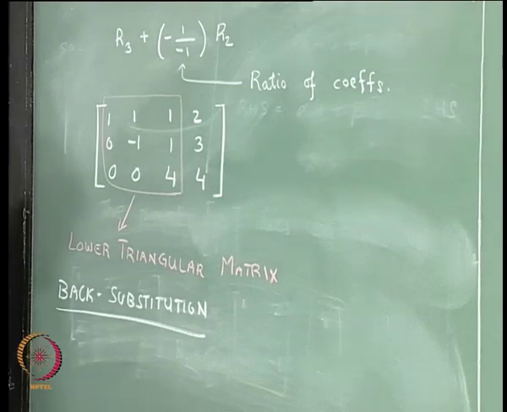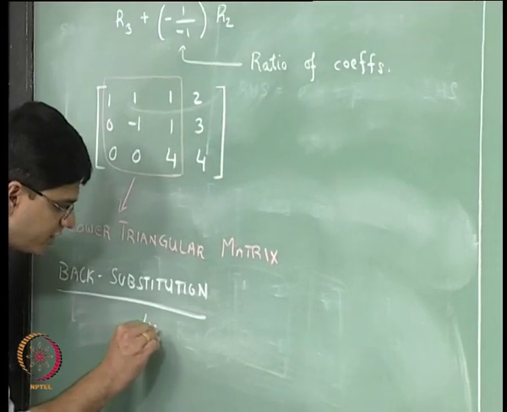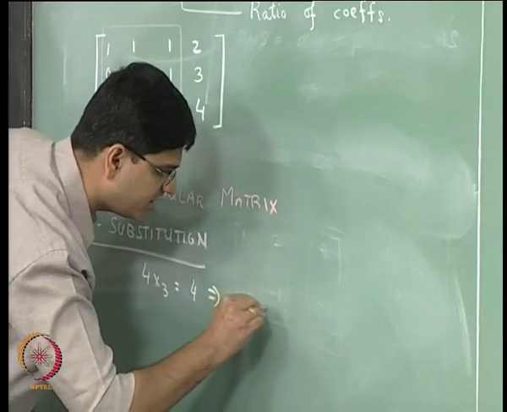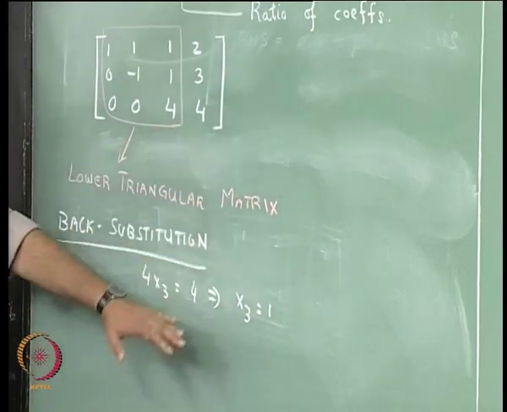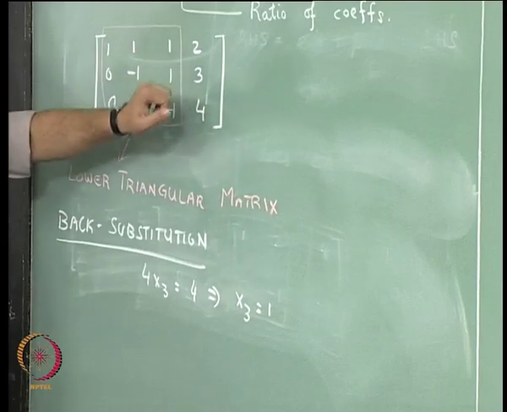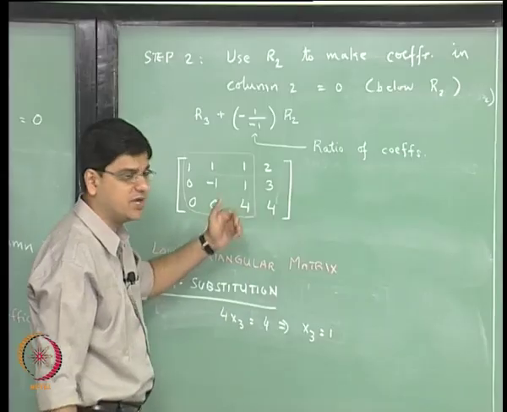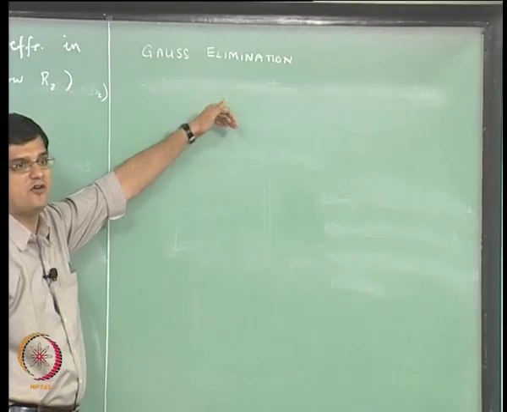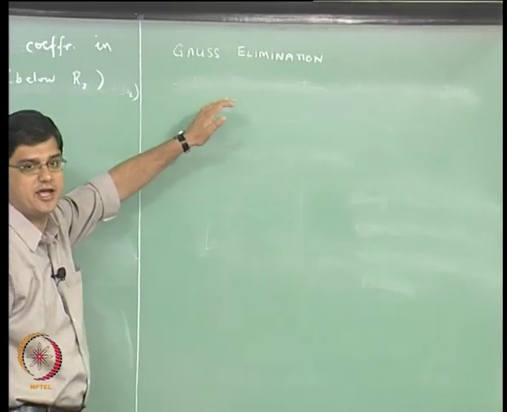Okay. So, this is how we will actually get the final solution. In back substitution we will use 4x3 equal to 4, which will give us x3 equal to 1, and then we will substitute x3 into this equation, and then we substitute x2 and x3 into this equation, and we get the overall solution. So, Gauss elimination will consist of n minus 1 steps.